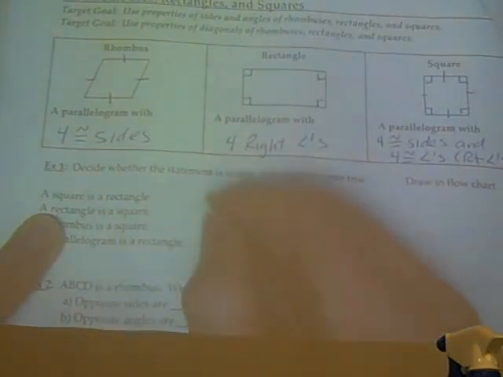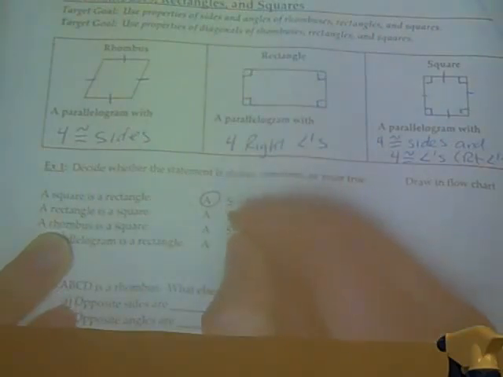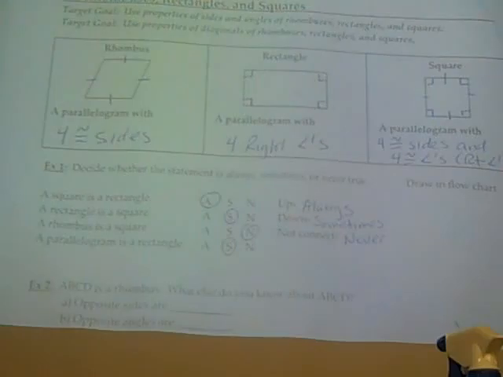Be ready, you guys are going to use this chart to help you solve problems. So we go from a square to a rectangle. A square was at the bottom of the chart, a rectangle was up from it, so that's going to be always. Is a rectangle a square? Well, we go back to our chart. A rectangle was in the middle, a square was connected to it on the bottom, so that's going to be sometimes. Is a rhombus a square? Those two were on both sides and never connected. A parallelogram is a rectangle. Well, parallelogram is at the top, rectangle is going down, so that would be sometimes.